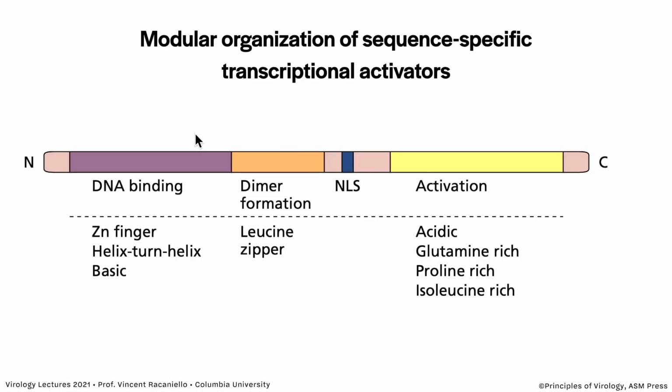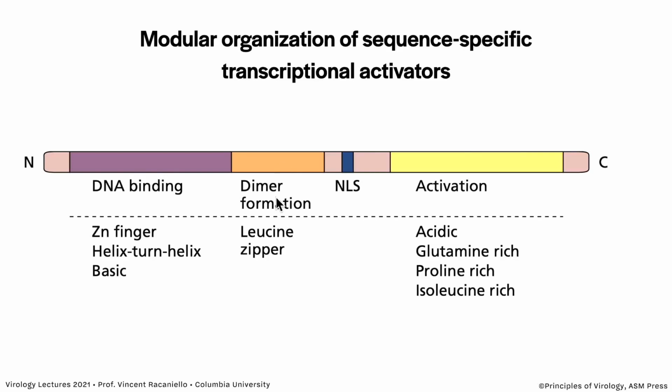They typically have three functional regions. They have a DNA binding region, right? So this is part of the protein that is optimized for binding DNA. And down here are some protein motifs that are typical, like the zinc finger. If you ever hear a zinc finger protein mentioned, that is usually going to be a DNA binding protein. Also helix turn helix, or a basic amino acid sequence. These are all characteristics of DNA binding domains.